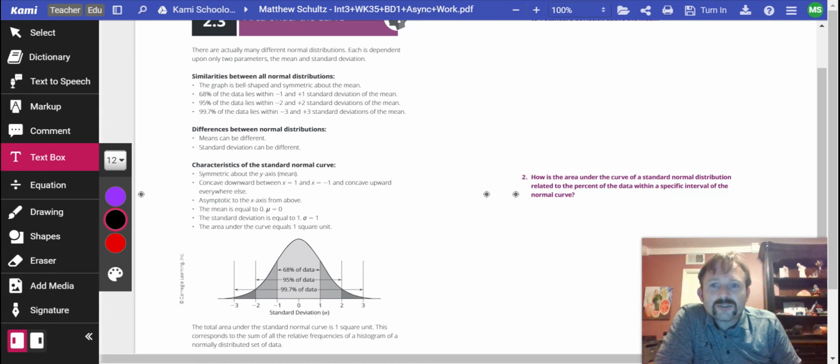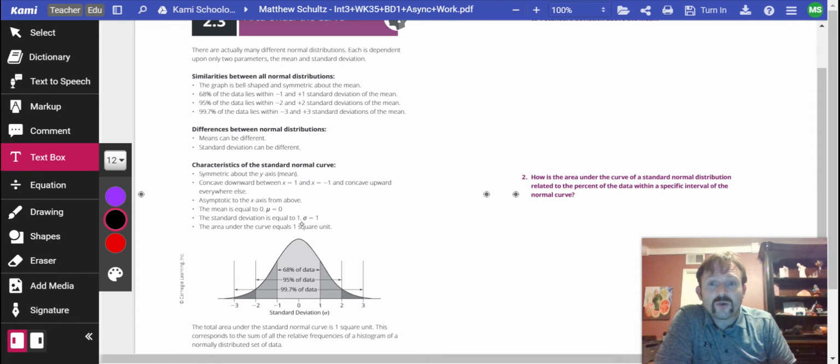Let's go on. Differences between the normal distributions: the means can be different, so it could be at like 10 hours or 20 hours for battery life. The standard deviations could be different. Well, that's good. It was like half an hour for the standard deviation, or 0.4 of an hour, from a previous activity we had.